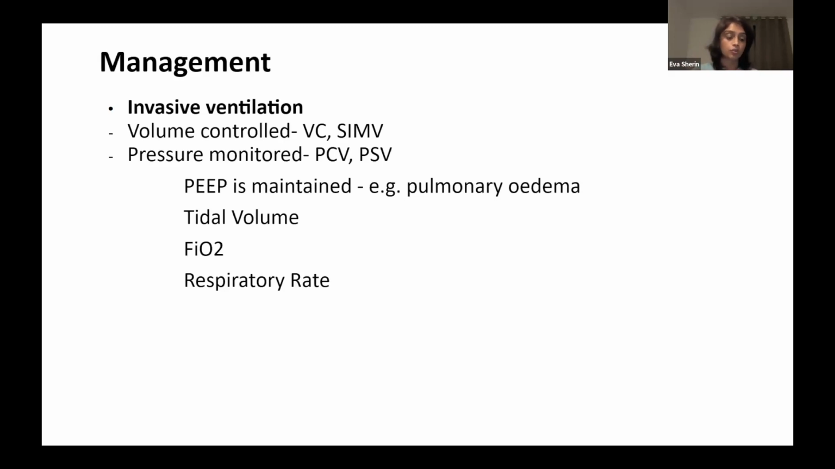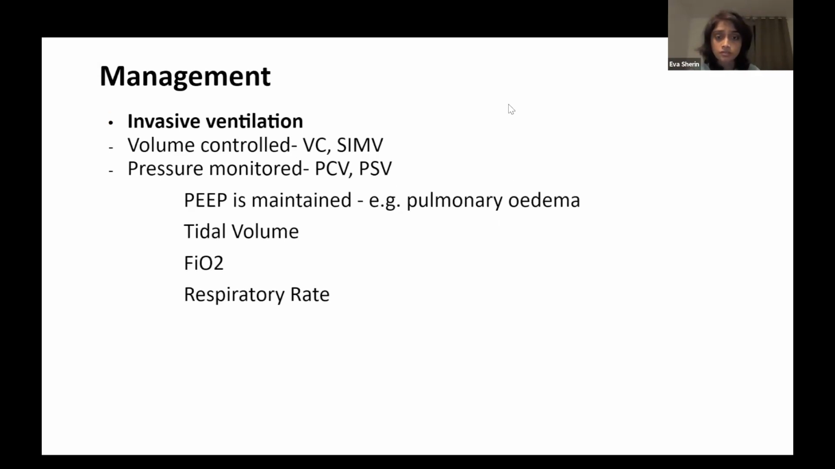And then you can always set up the respiratory rate as well. The higher the respiratory rate, you can make sure that the carbon dioxide gets flushed out. So if the patient has hypercapnia, that's a good way to send out all the built up carbon dioxide. And that's about it. If anyone has any questions, please feel free to ask.